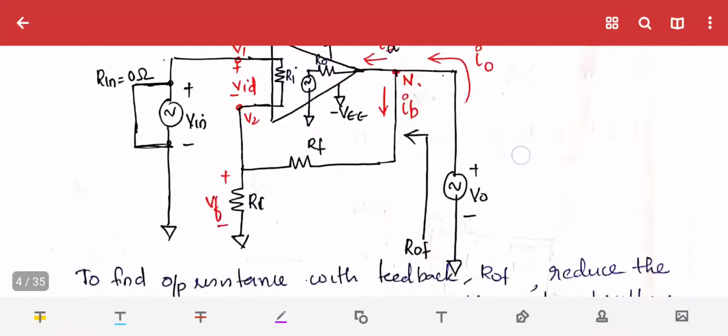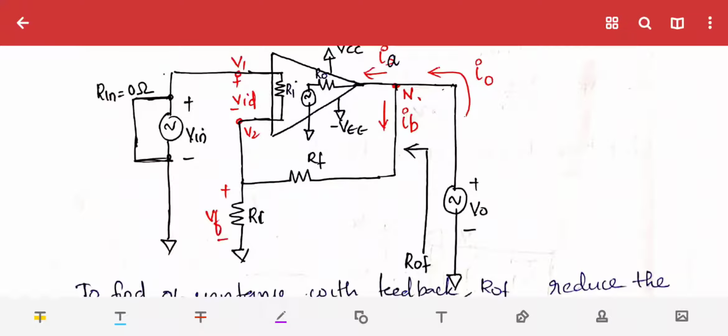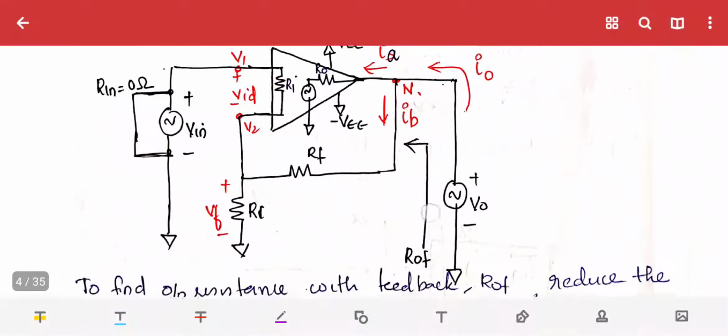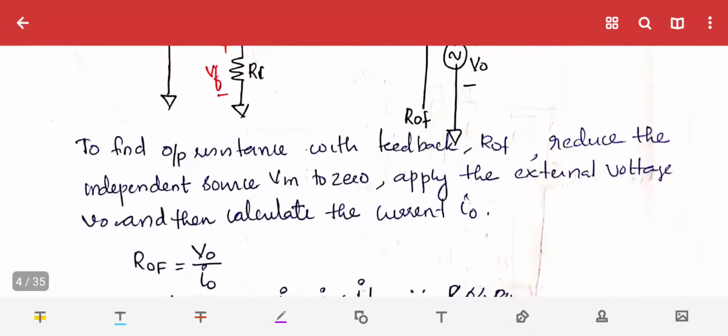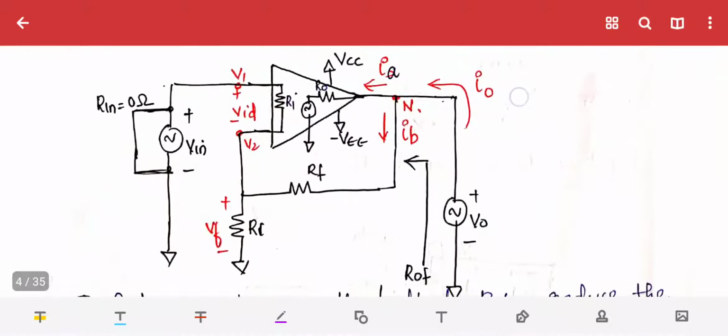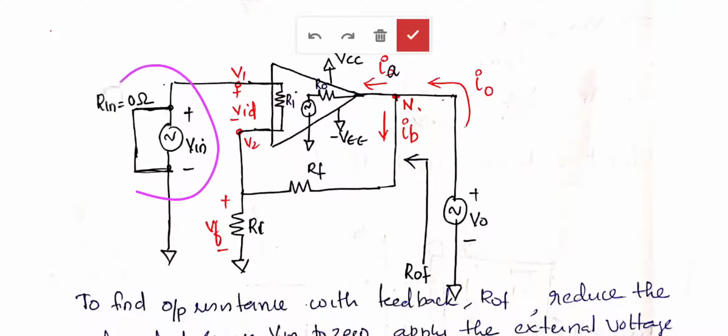How will we find the output resistance? For finding the output resistance, we have to make the input voltage 0, and at the output we have to connect a test voltage source. So to find output resistance with feedback ROF, reduce the independent voltage source Vin to 0, apply the external voltage VO, then calculate the current IO. So let's see the circuit. The same circuit which we considered, input is made 0, it's short circuited, output we have connected one test voltage source, and the current flowing is IO.